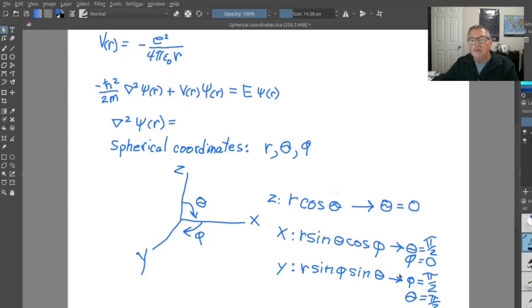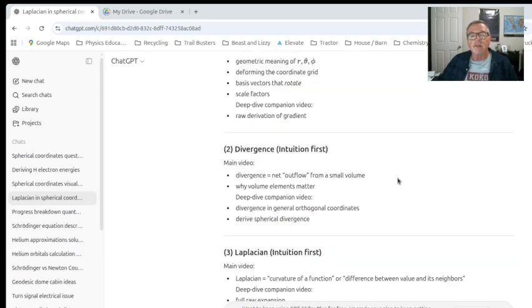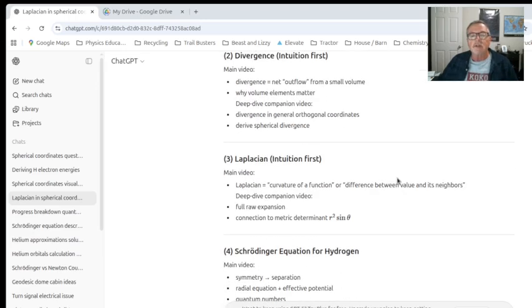The theta will be pi over 2, and the phi will be pi over 2, and that'll be the y-axis when that's true. Previews of coming attractions. First, we'll talk about the geometry of spherical coordinates, and we'll kind of get an intuition for what these things are like. Because before we can come up with the Laplacian, we're going to go through the divergence, and before we can do the divergence, we have to understand spherical coordinates a little bit better than what we have so far. Here's the divergence.